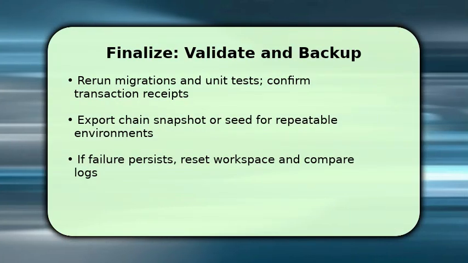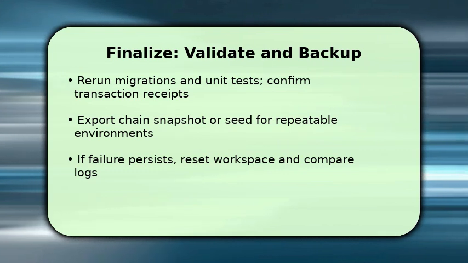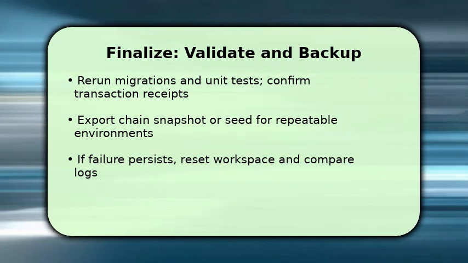You finish by rerunning migrations and unit tests to confirm contracts deploy and transactions return receipts. Once successful, export a chain snapshot or record the mnemonic so you can reproduce the fixed state. Make sure to commit updated lock files and note any changed configuration.